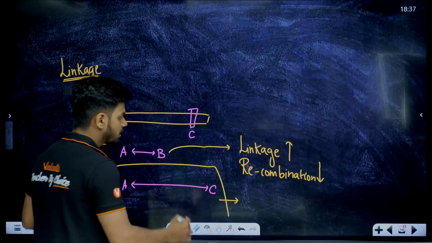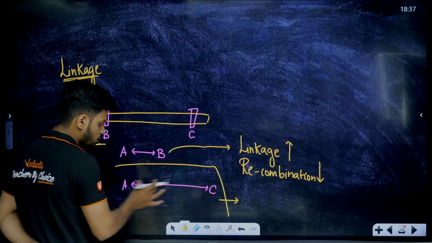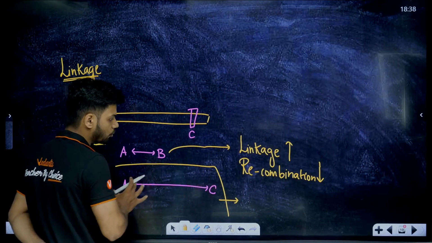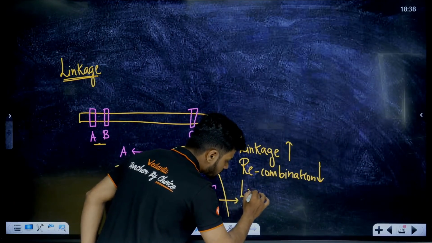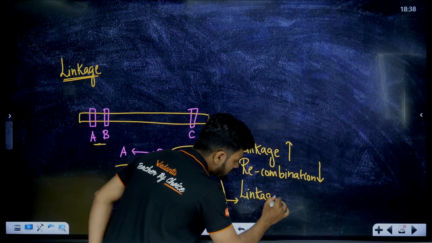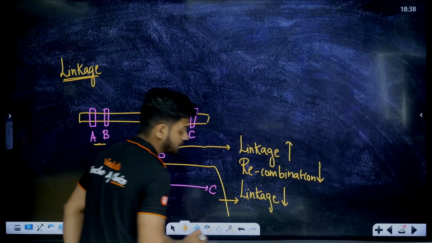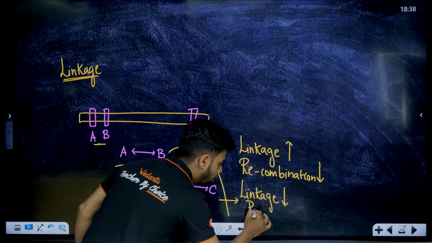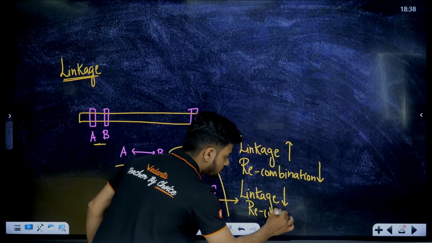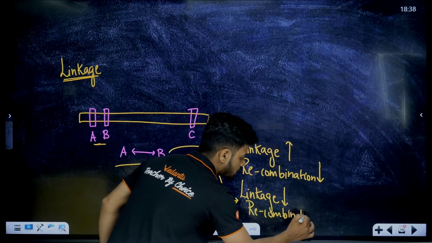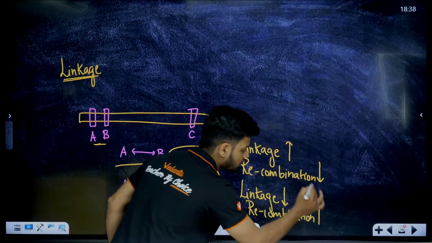Similarly, in this case, can you see? Linkage, are they close to each other, gene A and gene C? No, they're very far from each other. So in this case, linkage is going to be very low, but recombination is going to be very high.